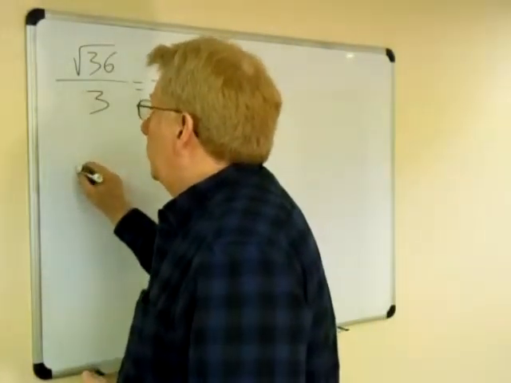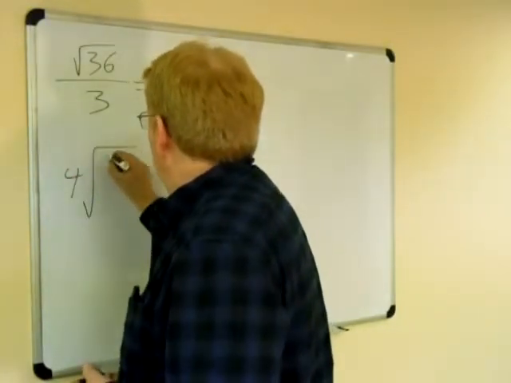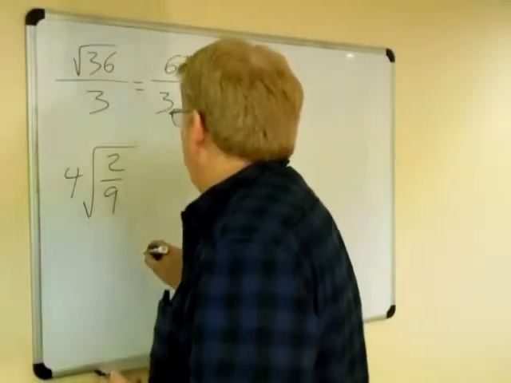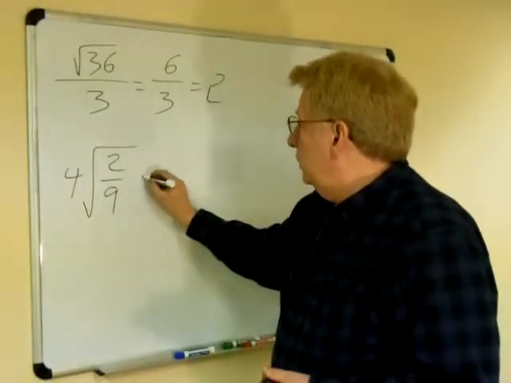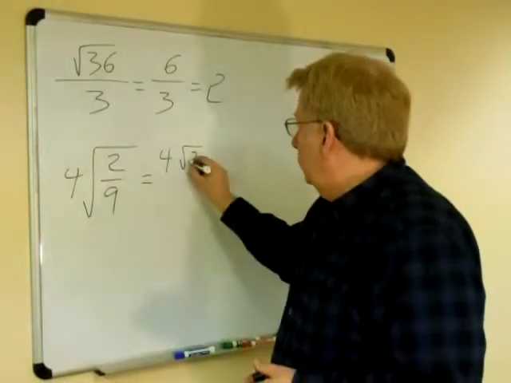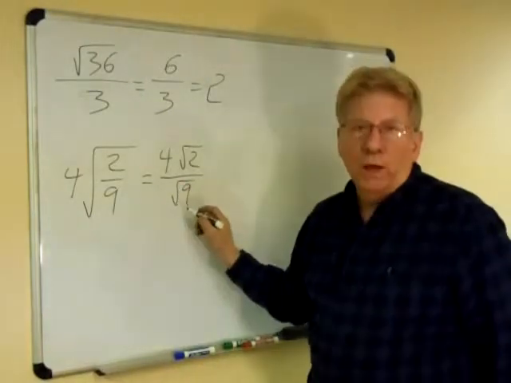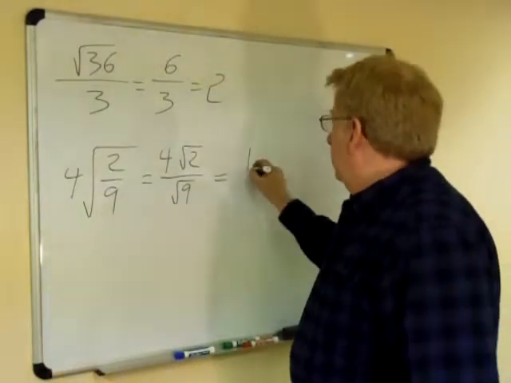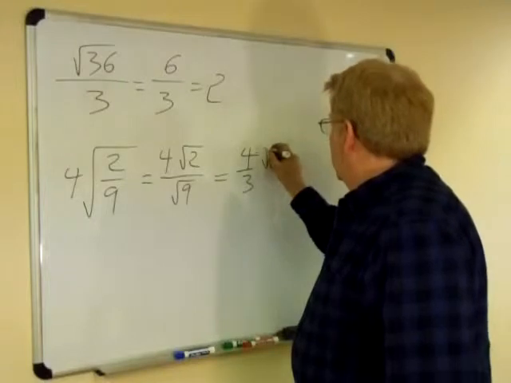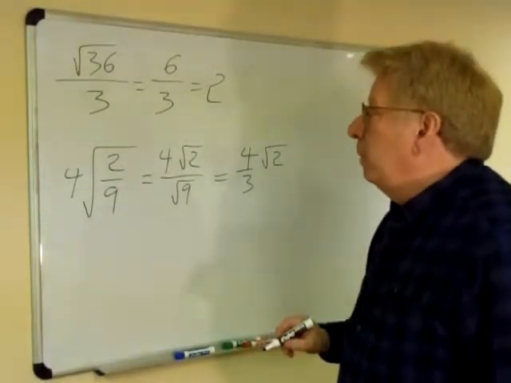Another example, we have 4 times the square root of 2 over 9. We can split that up: 4 times the square root of 2 over the square root of 9. The square root of 9 is 3, so we have 4/3 times the square root of 2. And that's as far as we can take that one.